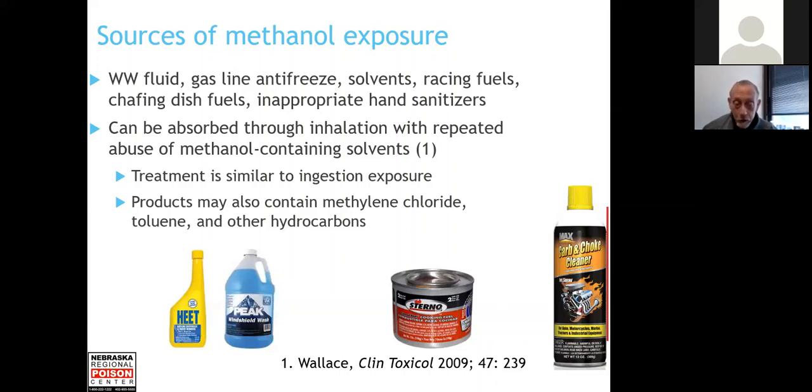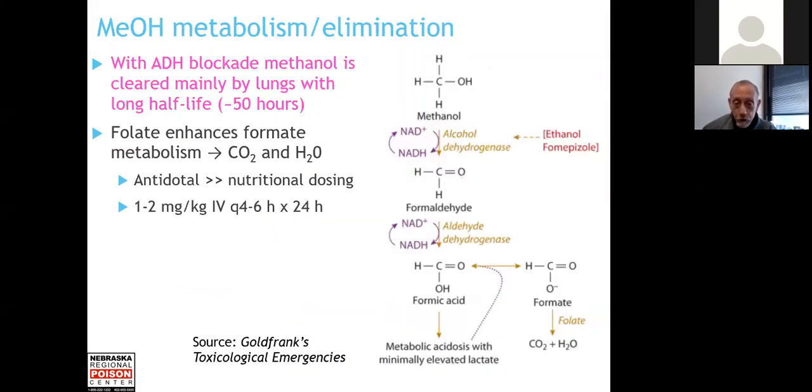How do people get toxic? Usually from ingesting this stuff, but occasionally people can get toxic through inhalation abuse of methanol-containing solvents. Not very common, but the treatment is going to be basically the same. The therapy is going to be very similar to ethylene glycol, where we block the enzymatic metabolism through alcohol dehydrogenase inhibition with fomepizole. We also use a vitamin therapy, not pyridoxine and thiamine, but in this case, folate, to enhance the metabolism of the toxic metabolite, formic acid. It's a higher dose of folate than you would use for nutritional therapy, as I've noted here.